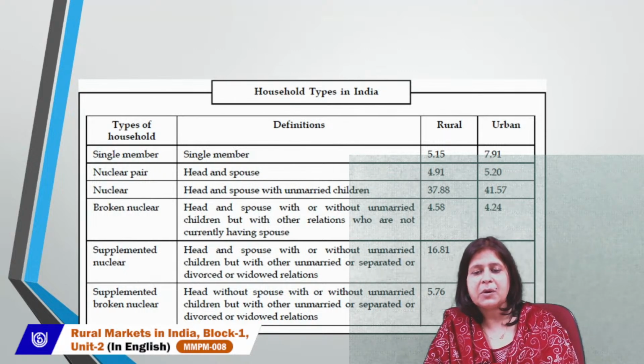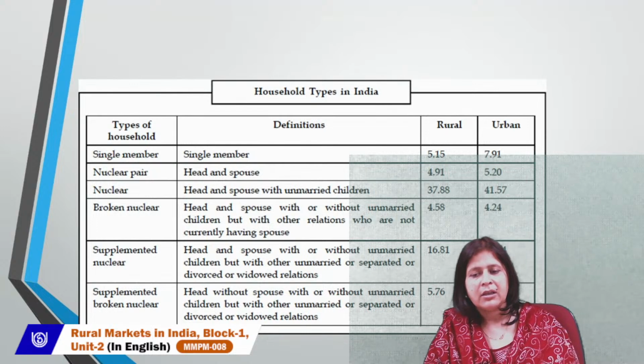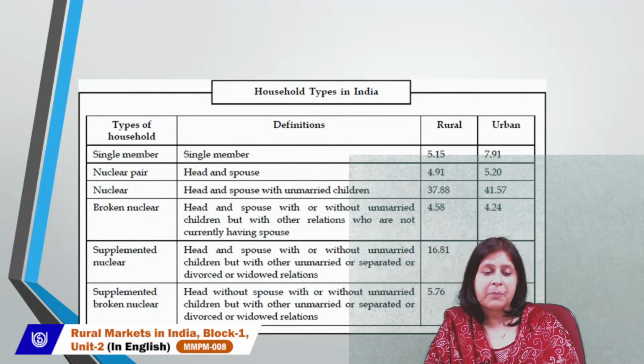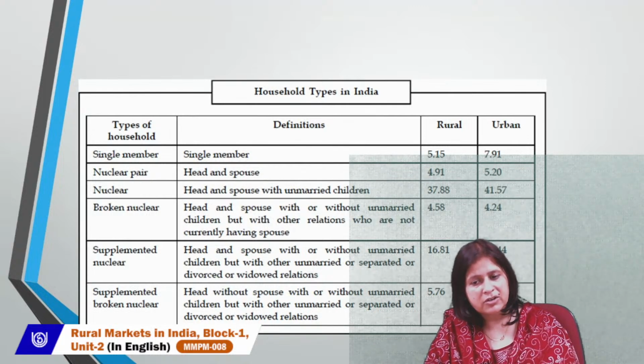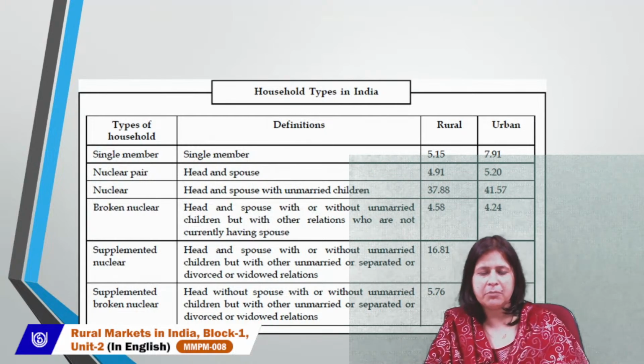Supplemented nuclear: head and spouse with or without unmarried children, but with other unmarried or separated or divorced or widowed relations. Right? In rural areas it is more, that is 16.81, while in urban areas it is 15.44. Then the supplemented broken nuclear, that is head without spouse, with or without unmarried children, but with other unmarried or separated or divorced or widowed relations. That is more in rural areas, around 5.676%, and in urban areas it is 5.13%.